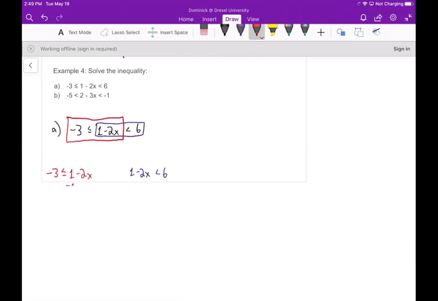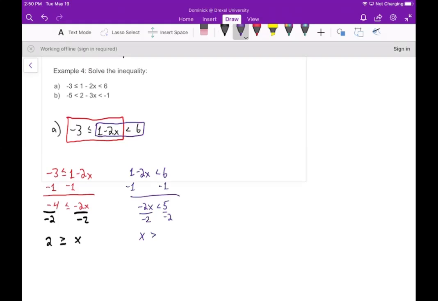So in this one, I would need to subtract 1. Now I get -4 less than or equal to -2x. And now here's where we need to be careful, because once we divide by a negative number here, in this case -2, this will become a +2, this will become a +x, but I need to flip the direction of that sign. Right, and then on the other one, we're just going to subtract 1, -2x less than 5, and when we divide by -2, we get x. Again, since we divided by a negative, we need to flip that sign, and we'll get -5/2.